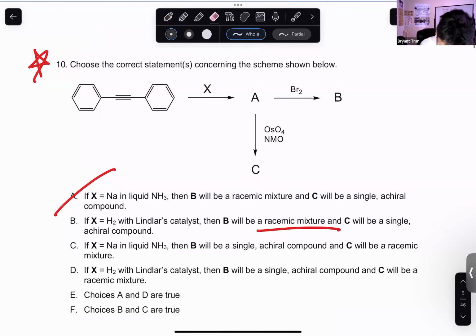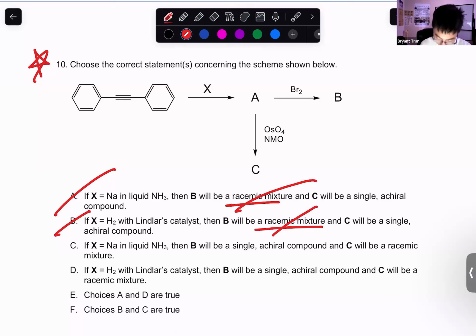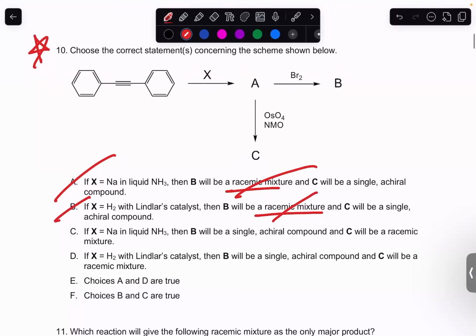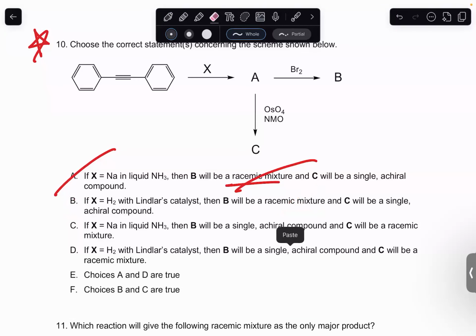Oh wait, no. This is an incorrect statement. Do you have the key for this practice exam? Then we could check our answer afterwards. I do. Okay, let me check it afterwards. The answer does include B. Oh, the answer does include B? Yeah. Wait, hold on. Oh, okay.